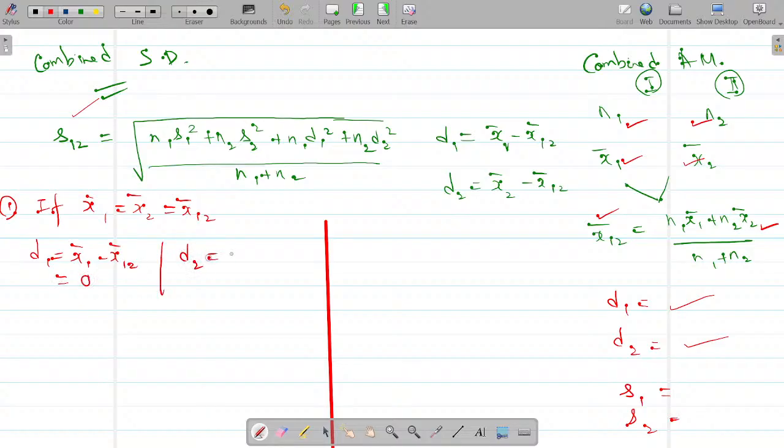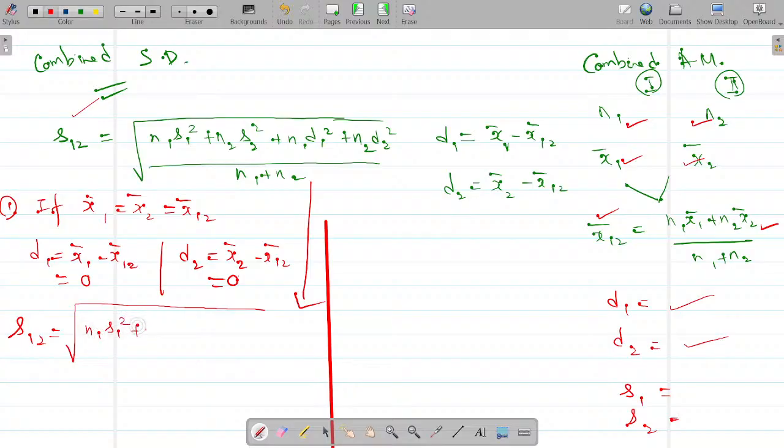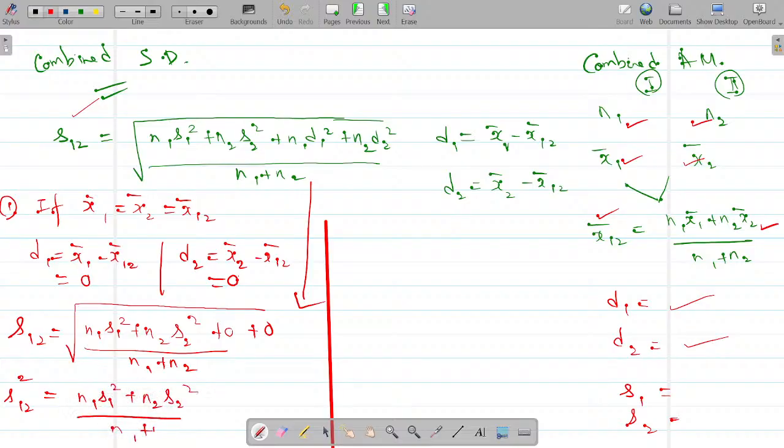Likewise, what will happen for D2? X2 bar minus X12 bar. Same value, so 0. So now this formula will look like S12 is equal to root of N1 S1 square plus N2 S2 square plus 0 plus 0, because D1 and D2 are 0, divided by N1 plus N2. If I take variance, that is removing the square root, what will happen here is N1 S1 square plus N2 S2 square divided by N1 plus N2.